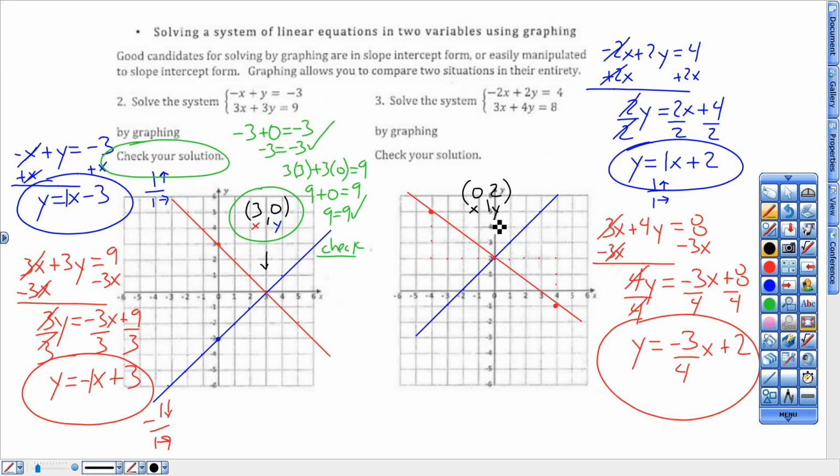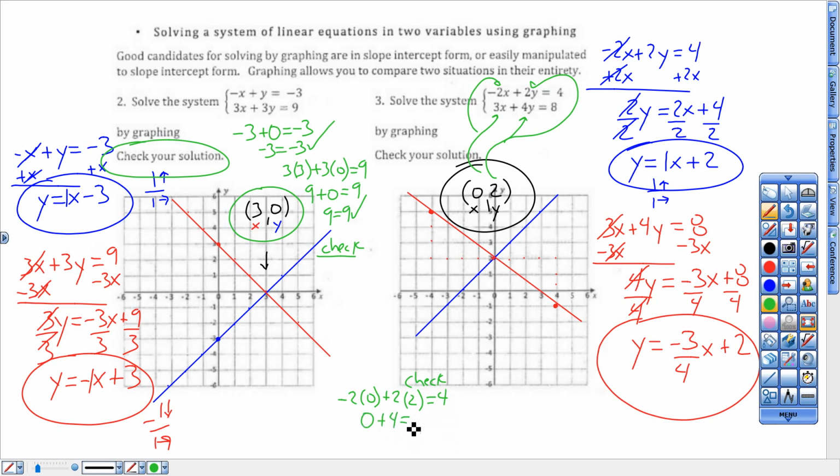So when I'm doing that check, I've got to plug the 0 into these x spots, and then plug this 2 into the y. So let's do my check right here. Let's check that first one. I've got negative 2 times 0 plus 2 times that y number, which is 2. Does that equal 4? That gives me 0 plus 4 equals 4. That is a true statement.